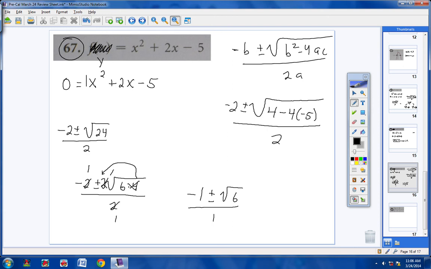And you don't have to put it over 1 if you don't want to. And this would also be an acceptable answer. Either one of those, okay? So these would be the zeros, or you could call them x-intercepts if you would like. Okay? All right, moving on to the last problem. We're finished.